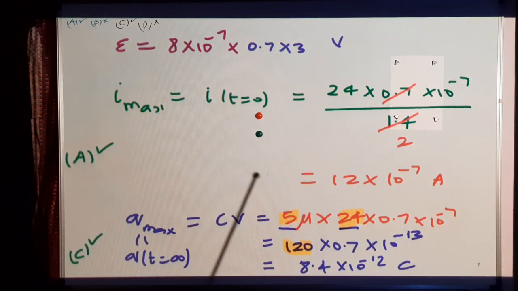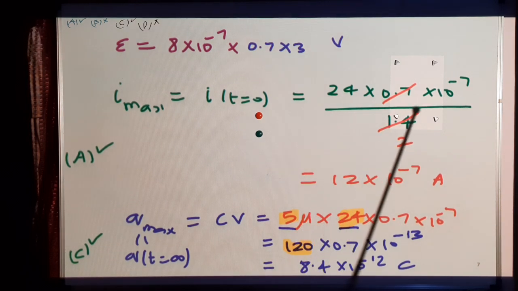So from this you get the current maximum as 12 into 10 minus 7, which is 1.2 into 10 minus 6, which is option E. And the capacitor has the maximum charge at infinite time. So that's C into V, and this V is the entire EMF which will act across the capacitor, because the current will die down to 0. So the capacitor value is 5 microfarad and voltage is 24 into 0.7 into 10 minus 7. So this will become 8.4 into 10 minus 12. So option C is true.